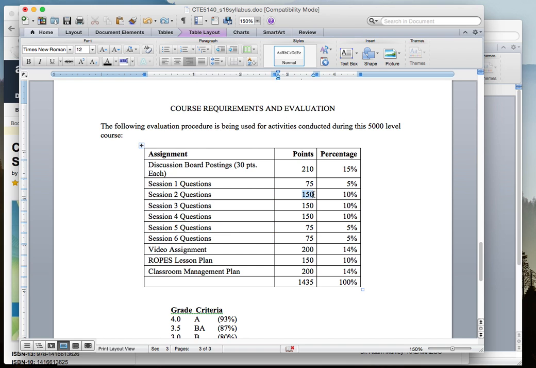You'll notice that some of these are worth more than others, and that's because Session 1 is only 1 chapter that you have to read, whereas Session 2 has more questions because there were 2 chapters you had to read. Here are the 3 other projects you have to complete: the video assignment, the ropes lesson plan, and the classroom management plan, and those will be discussed in the appropriate week, with the exception of the video assignment, which we're going to talk about right now.